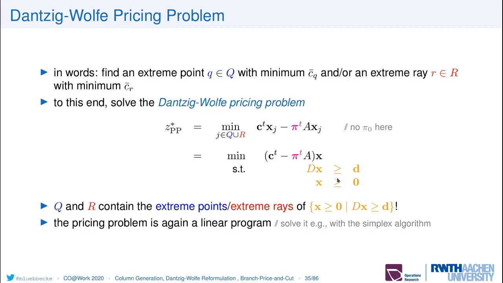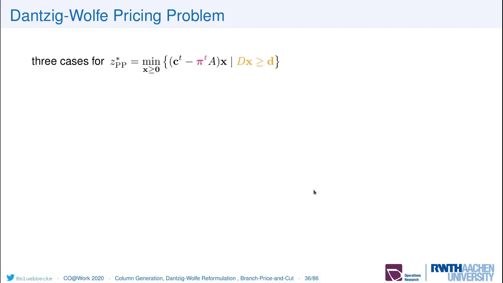And if you use, for example, the simplex method, you will end in an extreme point of that polyhedron with the smallest reduced cost, or in an extreme ray. And then this is exactly what we need: an extreme point or an extreme ray minimizing the reduced cost formula. Okay, look at this. This is a linear program, so we can solve that to identify a variable which we might need to add to the master problem. Three cases this time, not only two.